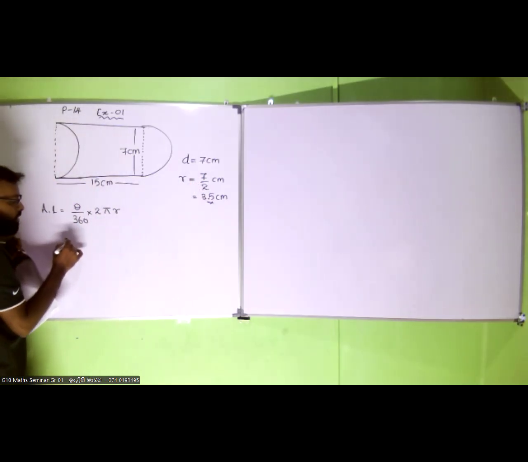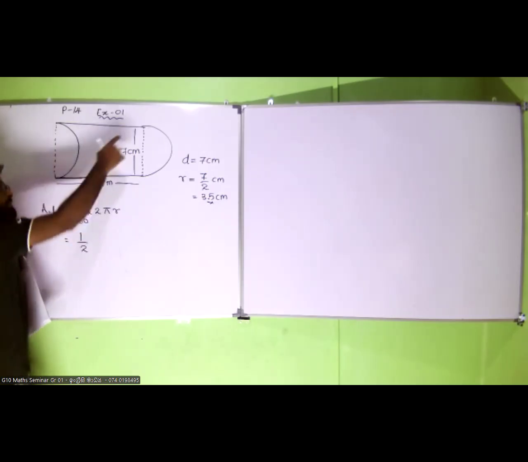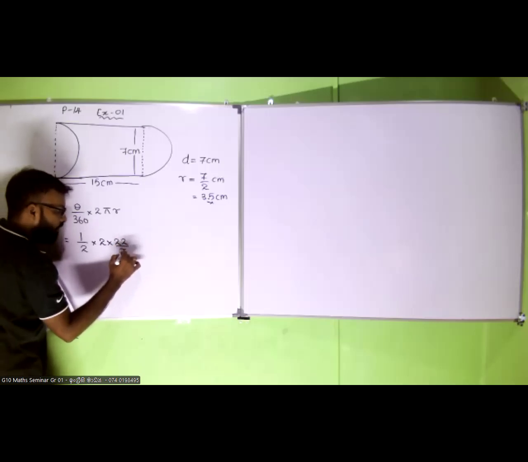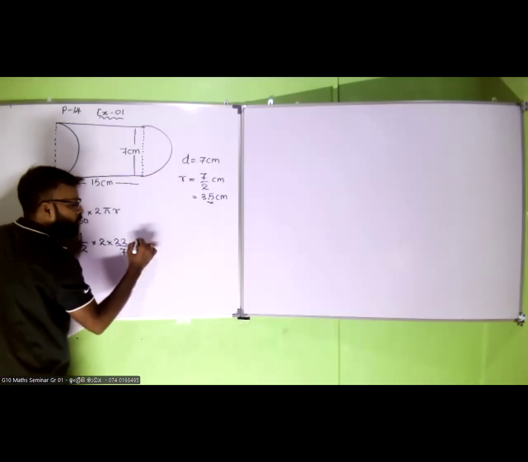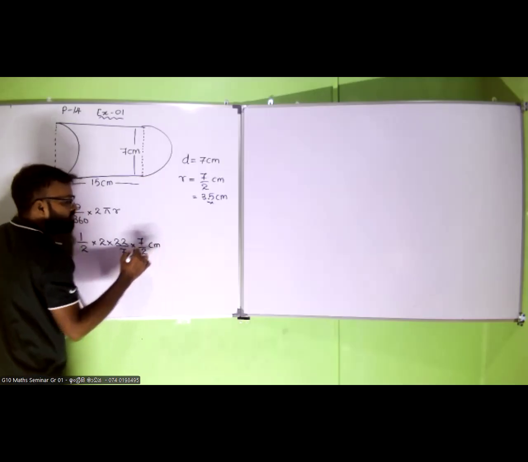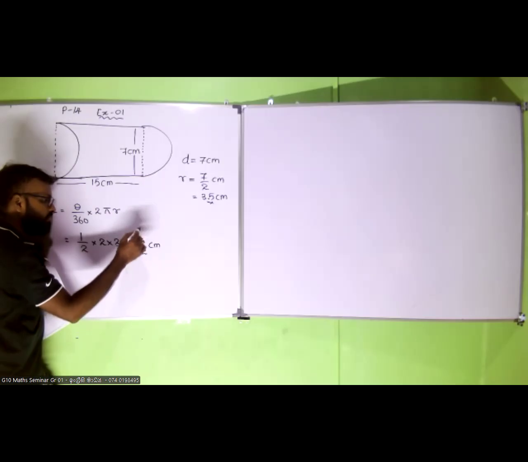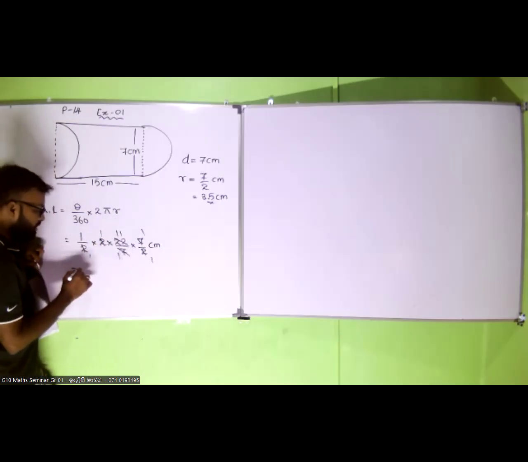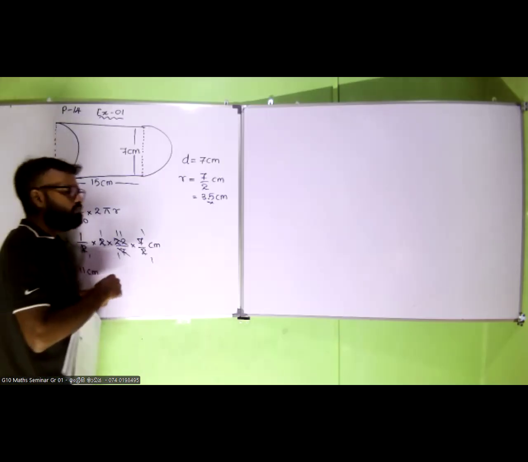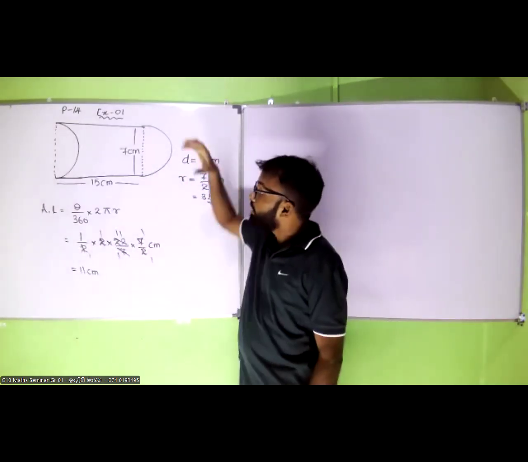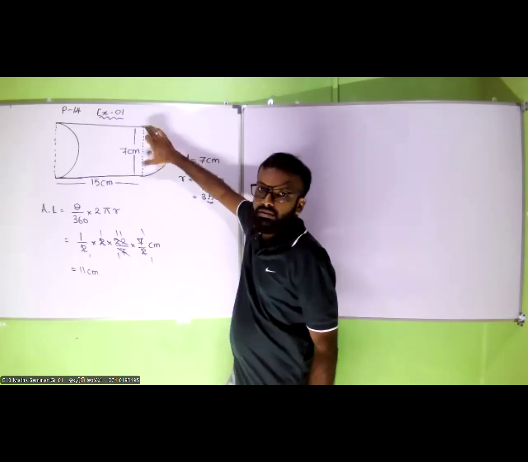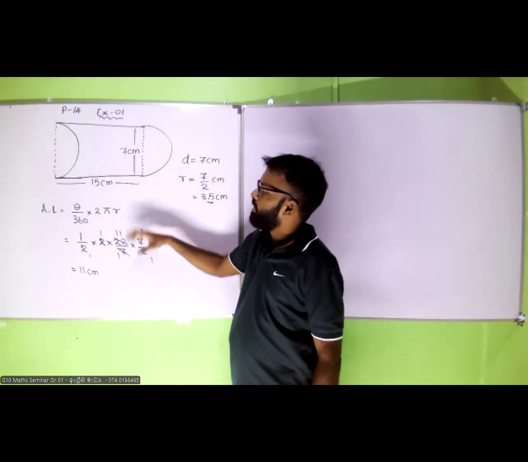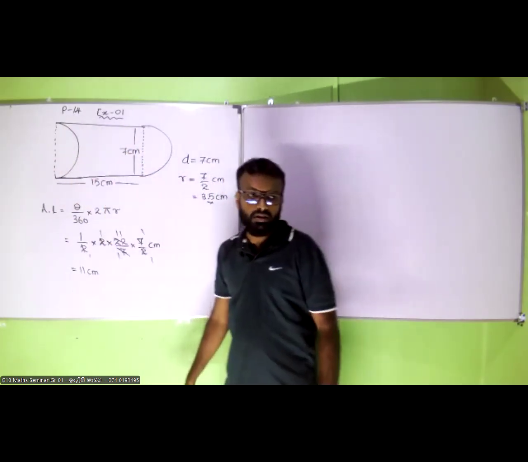To find the arc length, I will use half because this is a half circle. Half into 2 into 22 upon 7 into r, radius 7 upon 2 centimeters. Simplifying, the arc length is 11 centimeters. If you see this figure carefully, this diameter is also 7 centimeters, so definitely this arc length is also 11 centimeters. Keep that in your mind.